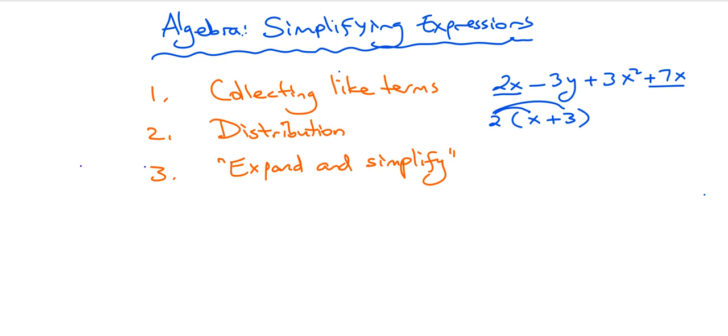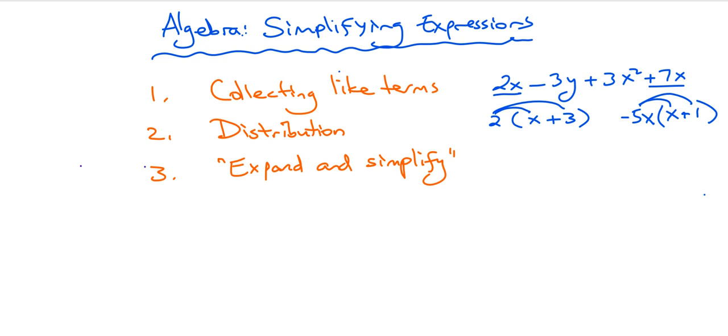Sometimes the term that's being distributed also has a variable. So maybe we have something like negative 5x, and inside we have x plus 1. This negative 5x will be multiplied by x, and the negative 5x will also be multiplied by 1. Expand and simplify is combining the distribution and the collecting like terms. I'll show you some examples.